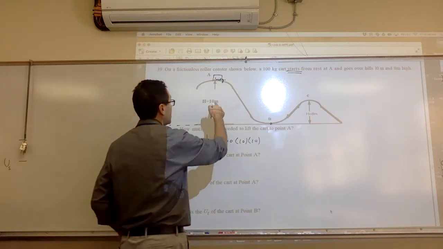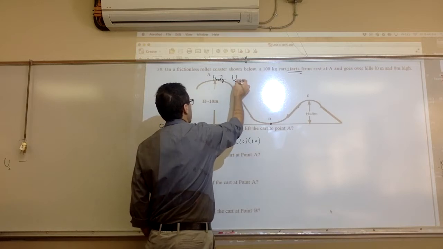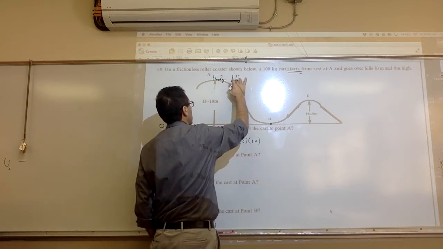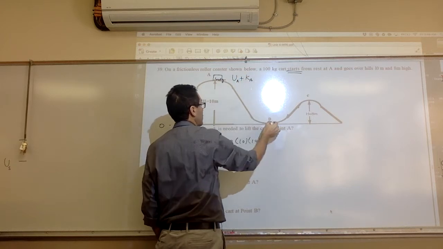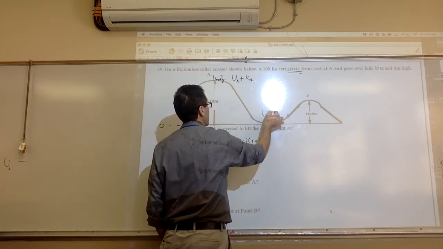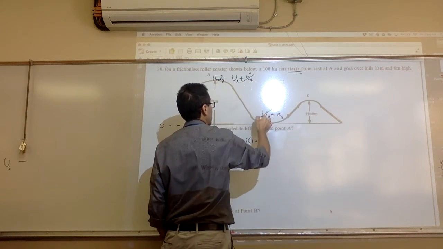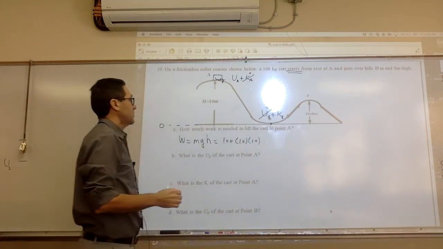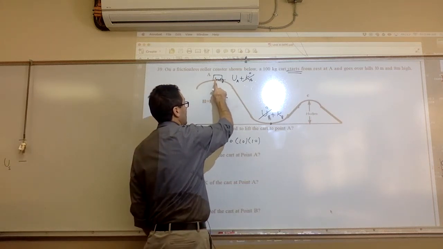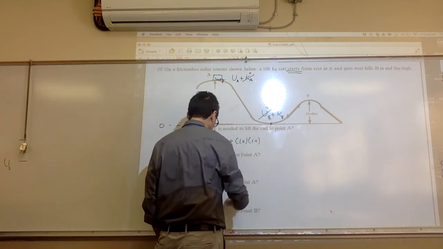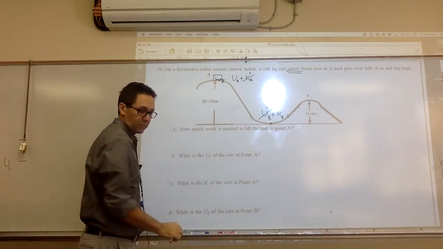If you do the conservation of energy, you do UGA, I guess. Well, there is no elastic, so I'm just going to say UA plus KA should equal UB plus KB. Kinetic energy here is 0. Gravitational potential energy here is 0. So whatever energy you had here in the form of gravitational potential energy becomes kinetic at the bottom.